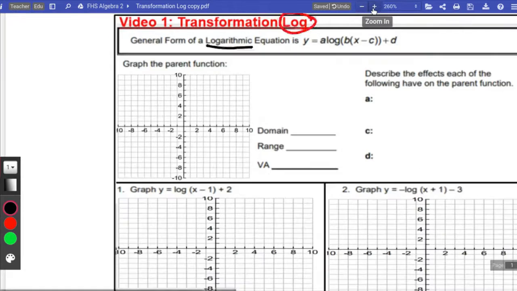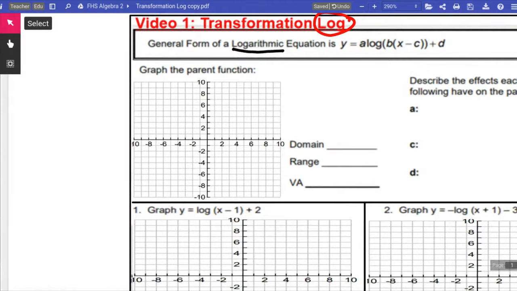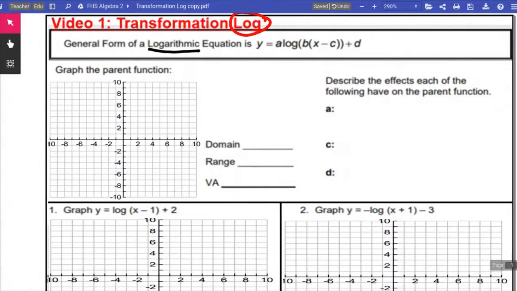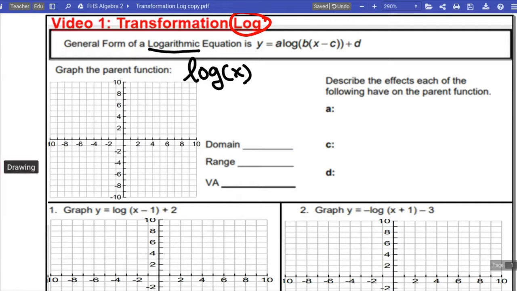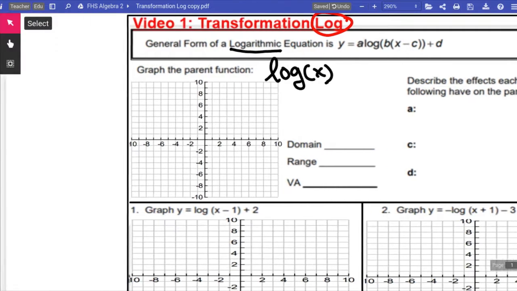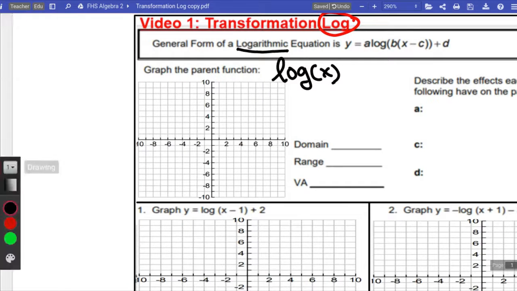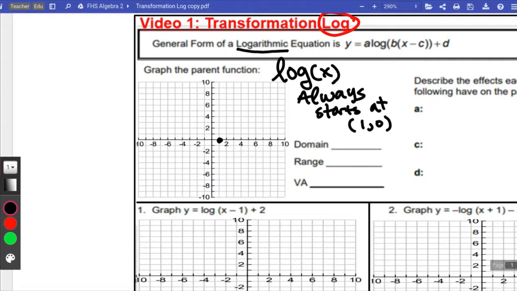Let me zoom in. First, we always start with the parent function, right? The parent function of a logarithm goes as follows. We're going to write it as log of x. Now, your next question is, what does it look like? If you graph the parent function, what does that look like? Well, the parent function will always start at (1, 0). (1, 0) is right here.